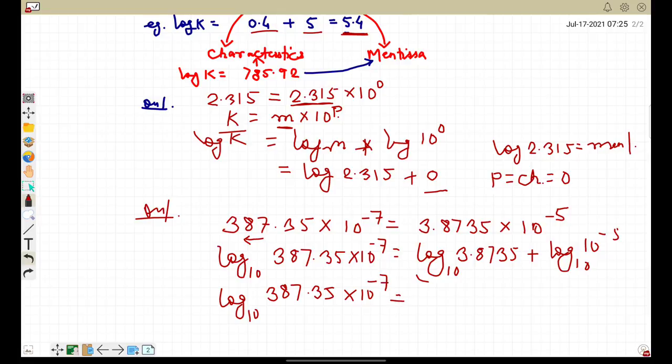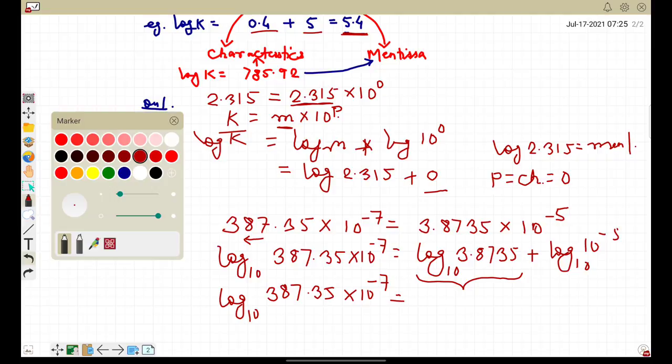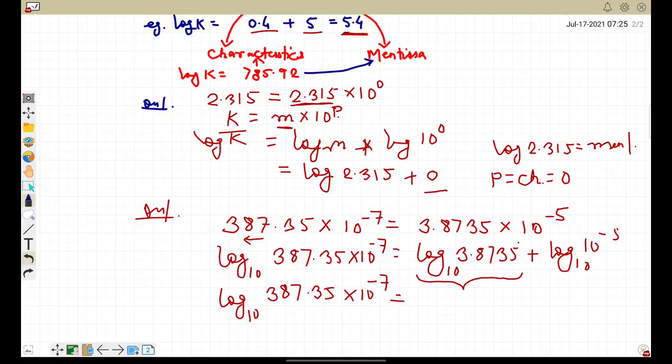So what we observe is that 3.8735 lies between 1 and 10. That's why the log of this complete value lies between 0 and 1. So this one is called mantissa. Done. Okay, if we solve this complete part, then this value minus 5 will come outside. So this becomes minus 5 only. So minus 5 becomes characteristics. So in this way we can find the characteristics and mantissa for any number.